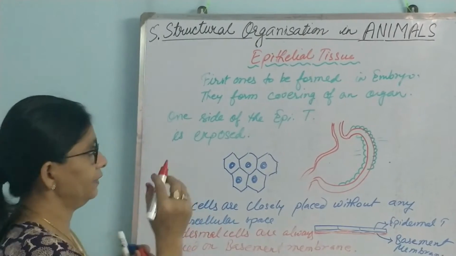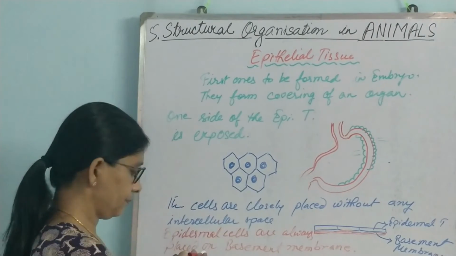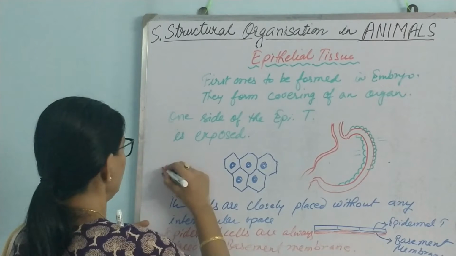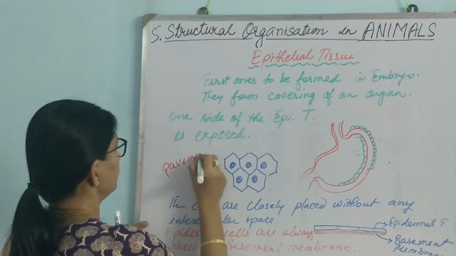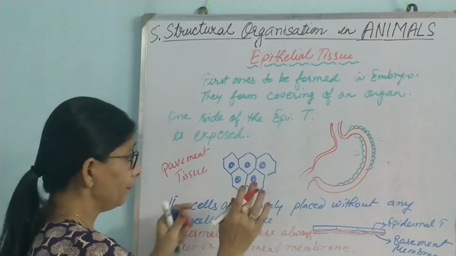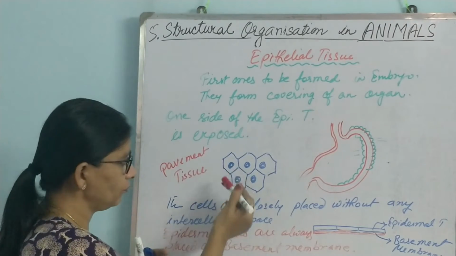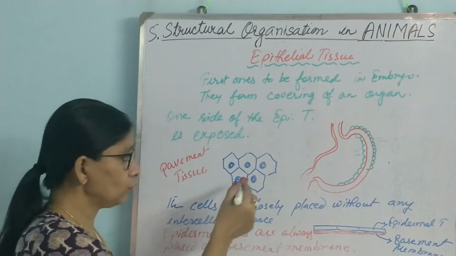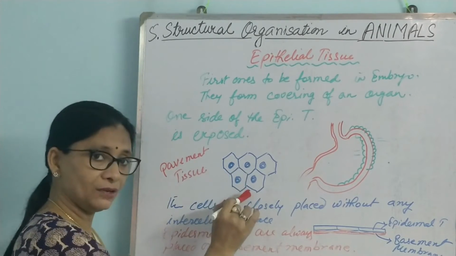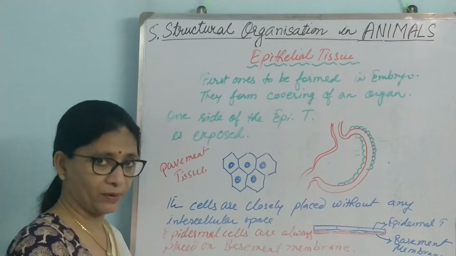And one more thing, epithelial tissue or epithelial cells are also known as pavement tissue. Sometimes you might be asked questions like this, because they are placed like tiles fitting end to end. So it's like the tiles of a pavement. So the epithelial tissue is also known as pavement tissue. So these are the characteristics of epithelial tissue.